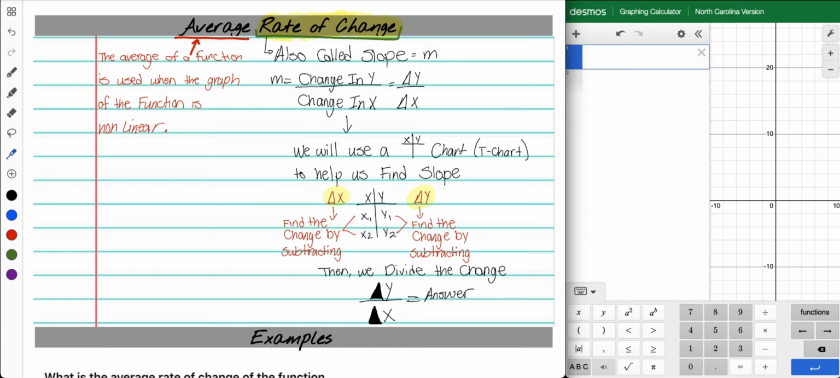And once we find those changes, we're going to take it then and we're going to divide the two changes with the Y change at the top divided by the X change at the bottom, and then that will give us our answer. Okay? So what we're doing is finding the average change that happens between an interval dealing with whatever function they provide us with. Okay? So now that we have a little bit of better understanding of what we're about to do for average rate of change, let's go look at our first example.